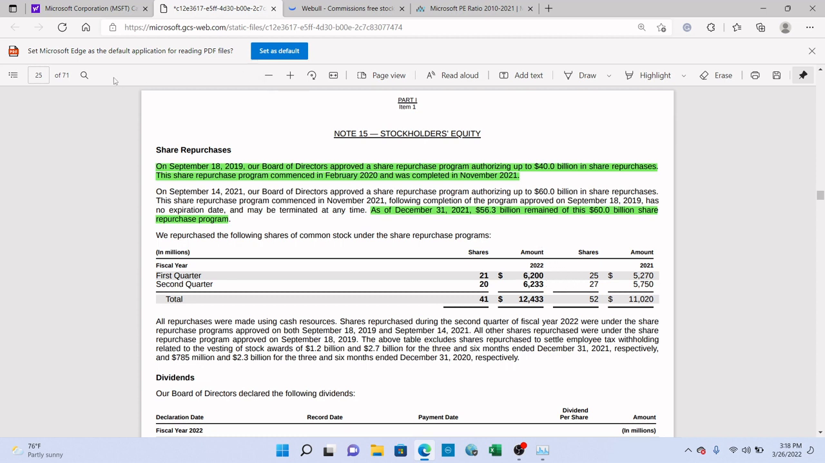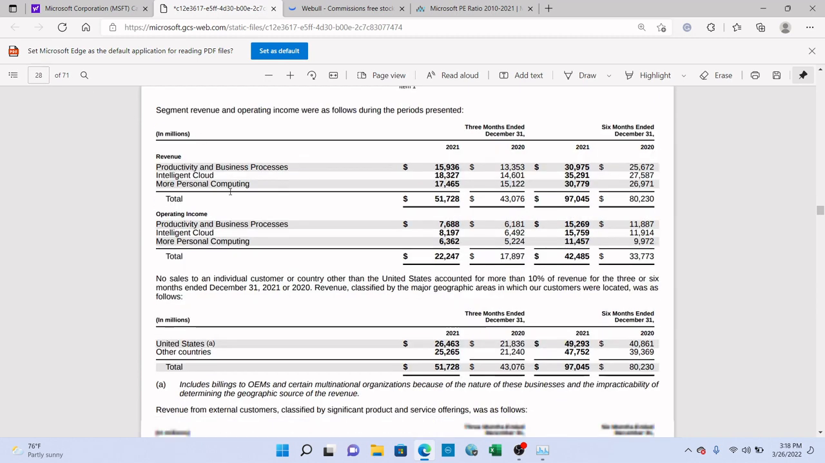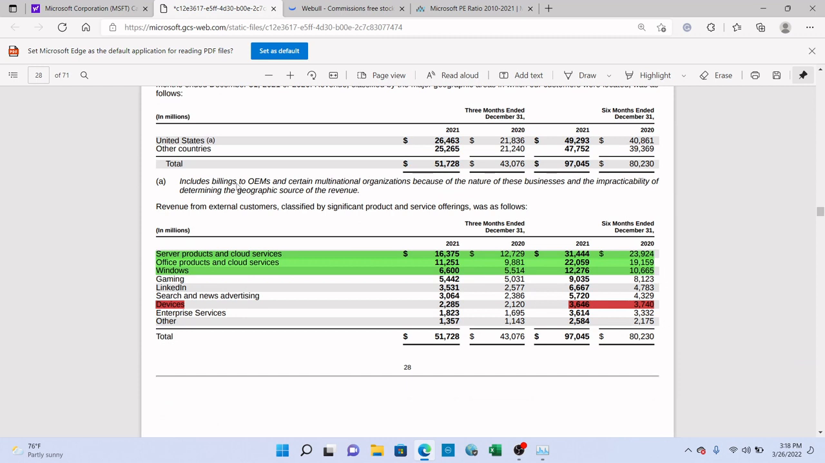Now let's go to page 28. What I like about looking at a 10Q versus going on Yahoo Finance is that you can see that the revenue is actually broken down into segments. So here are their different segments. We see server products and cloud services, office products and cloud services, and Windows. This is making the majority of their revenue. And we see here 3 months and 6 months, and they're comparing 2020 to 2021.